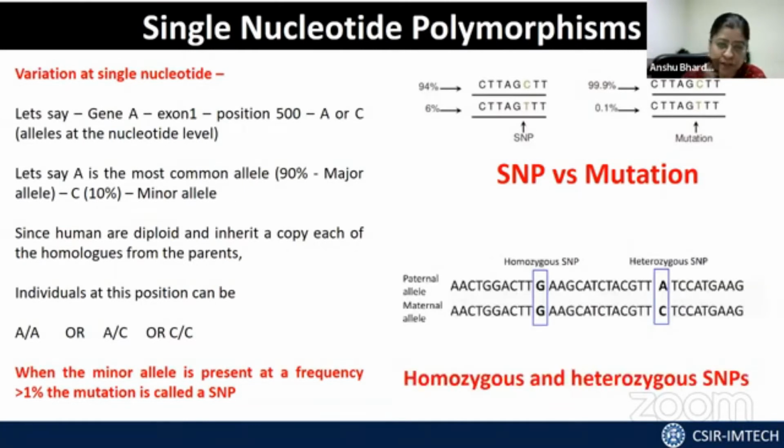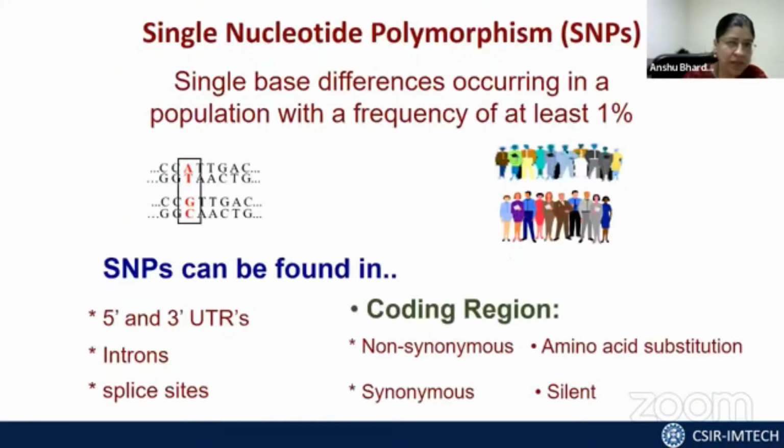And then, of course, when both the maternal and the paternal allele are same, that's a homozygous SNP. When they are different, it's a heterozygous SNP. And they are present everywhere. Like they can be in UTRs, introns, splice site. They can be in coding regions where they may or may not change the amino acid. In almost all these cases, they might have an impact on the phenotype.